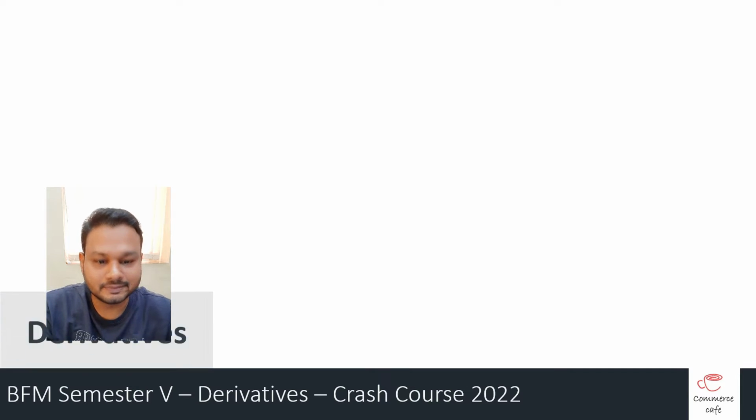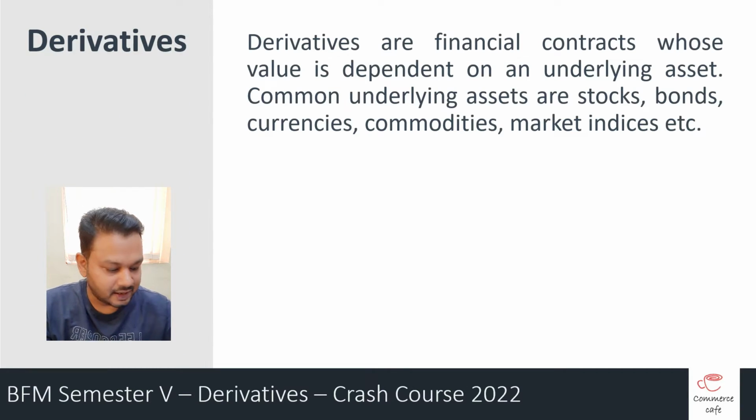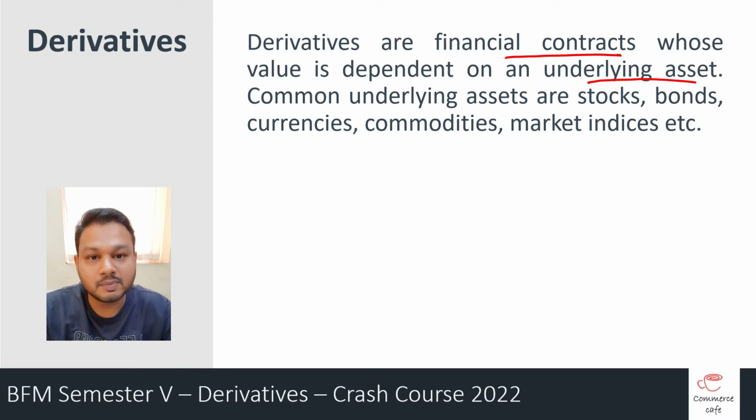Let's get started. So what are derivatives? Derivatives are financial contracts whose value is dependent on an underlying asset. Common underlying assets are stocks, bonds, currencies, commodities, market indices, etc. We'll study all of this in detail. What is an underlying asset and how is the value of the contract dependent upon the underlying asset.